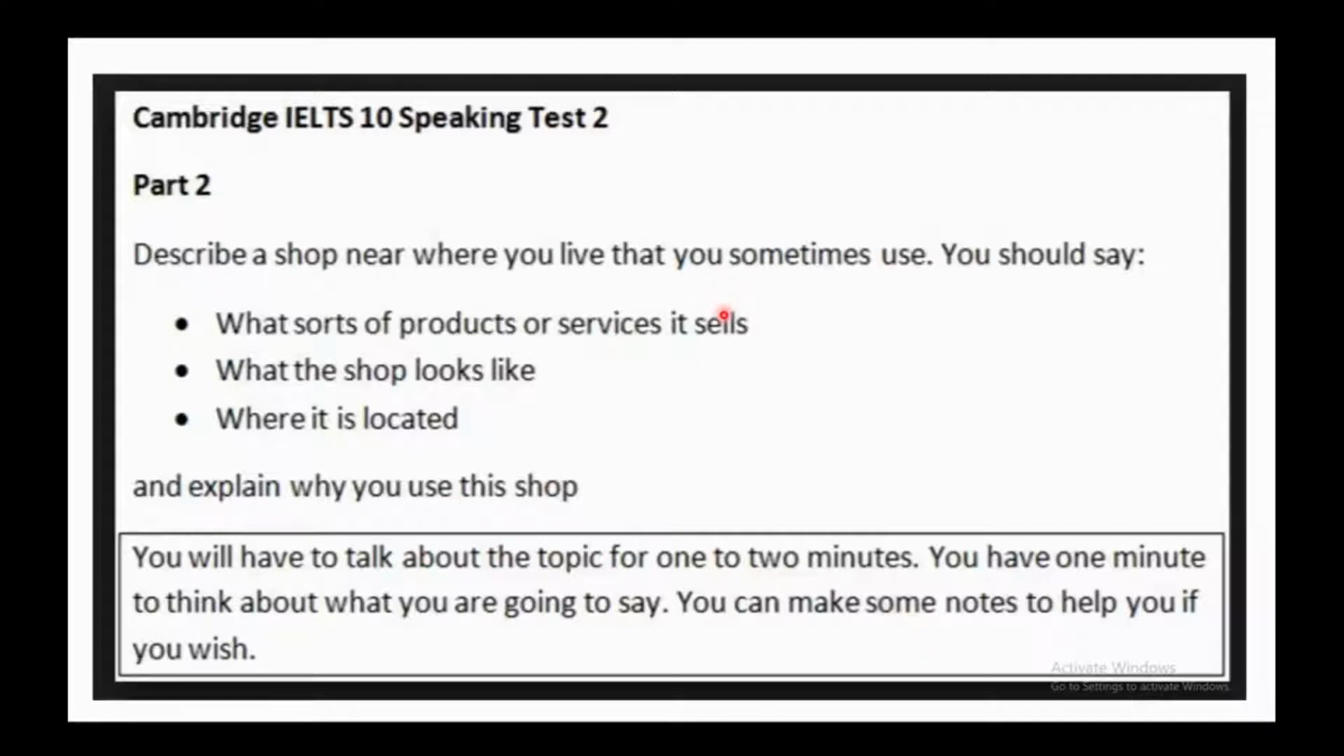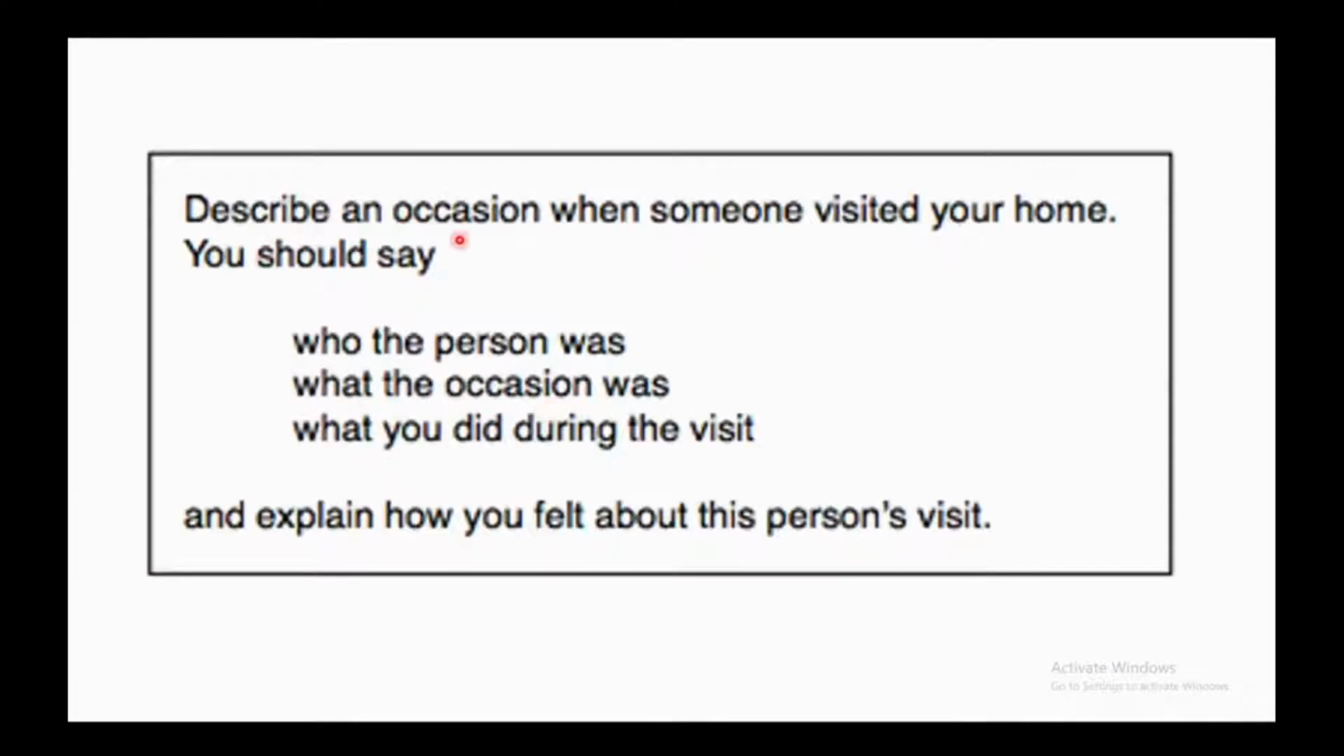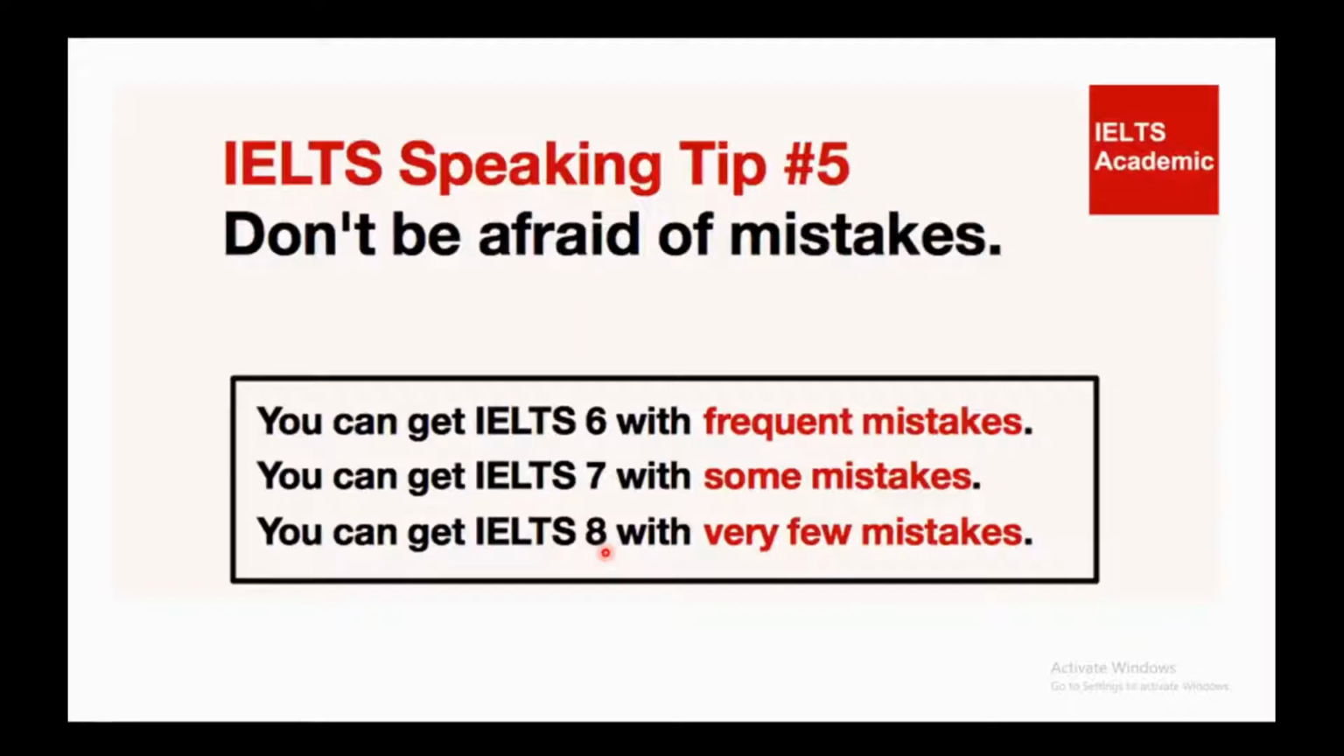So you have to talk in an organized manner. First discuss the first question, then the second, and then the third question, and use different sentences like present tense, past tense, future tense. Use idioms, use synonyms. Do not repeat the words. These are the tricks. And again, you will be given a similar question: describe an occasion when someone visited your home. You should say who the person was, what the occasion was, in an order, what you did during the visit, and explain how you felt about this person's visit.